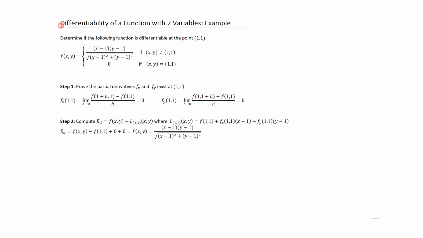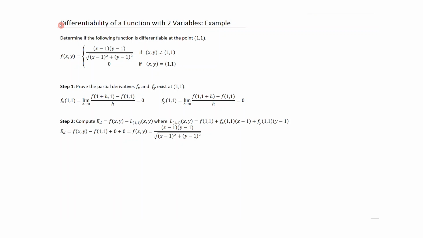All right, so now let's consider differentiability of a function with two variables by way of an example. We're to determine if the following function is differentiable at the point (1, 1). f(x, y) takes on the value (x minus 1)(y minus 1) divided by the square root of (x minus 1) squared plus (y minus 1) squared if (x, y) is not equal to (1, 1), and it takes on the value 0 if (x, y) is equal to (1, 1). The first step is to prove that the partial derivatives fx and fy exist at location (1, 1).